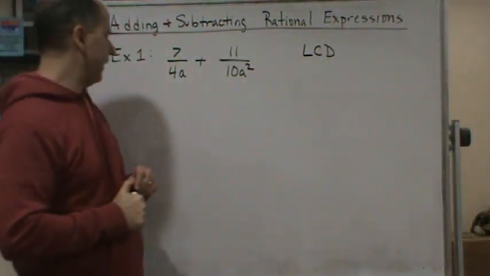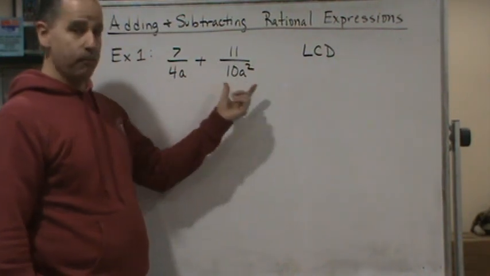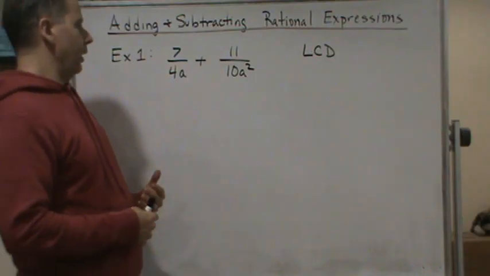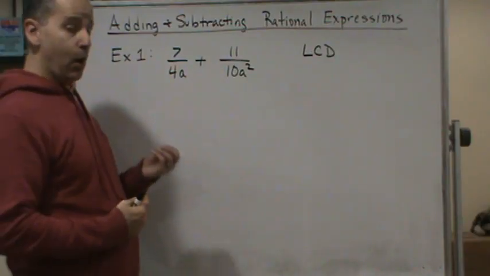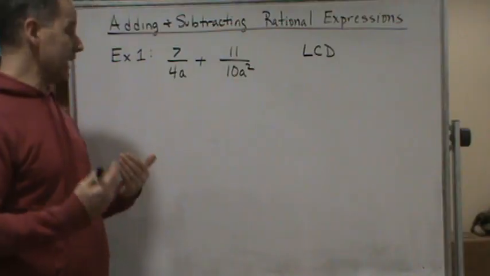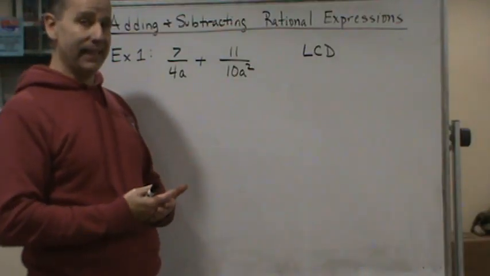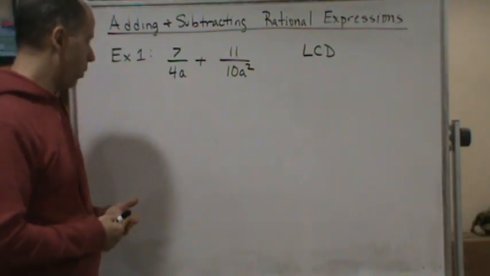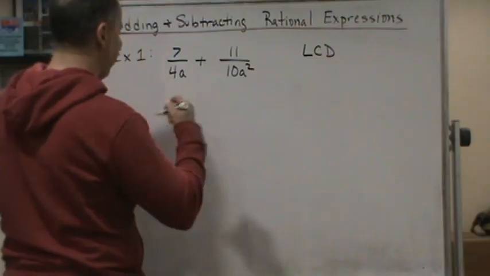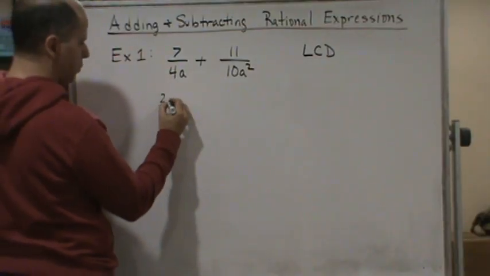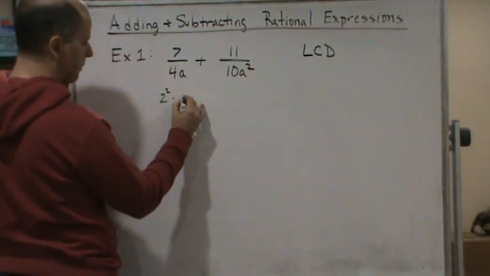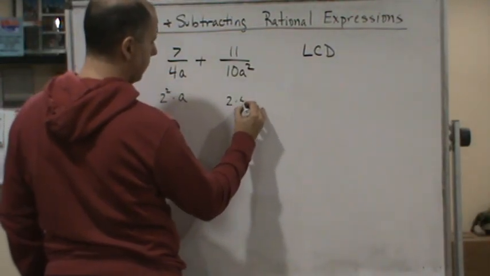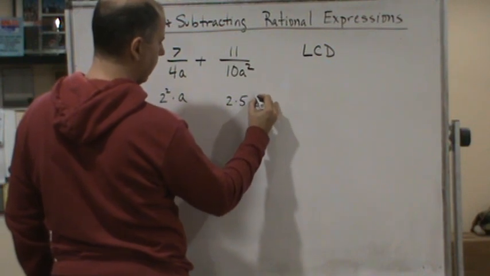So we need to find what's missing on both of these and make them the least common divisor. So in this case, the least common divisor is going to be a product of primes where the exponents are the highest of all the denominators. So in this case here, what do we got? If you look at the product of primes of this one, we got 2 squared times a, and here we've got what? 2 times 5 times a squared.